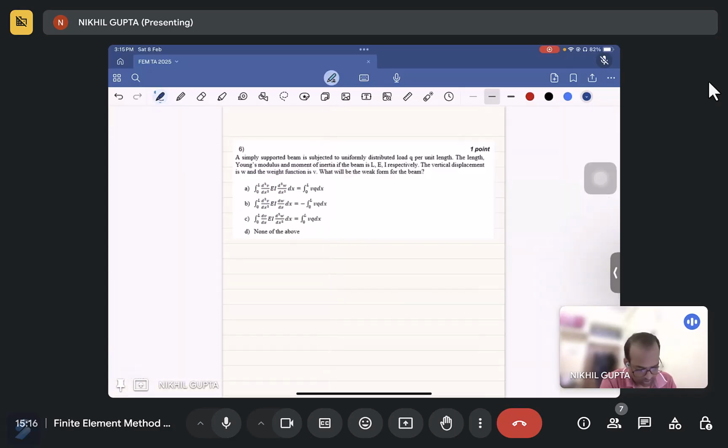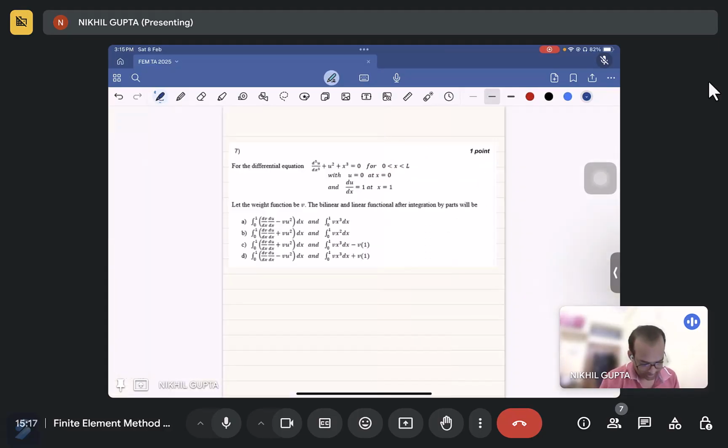Okay. So question number 6 says the simply supported beam B is subjected to a UDL. The same question is there. Now we have to find a weight parameter which is B into A. So when you solve it, you will get the solution which is A prime. This is the genuine weak form solution of the uniformly distributed load.